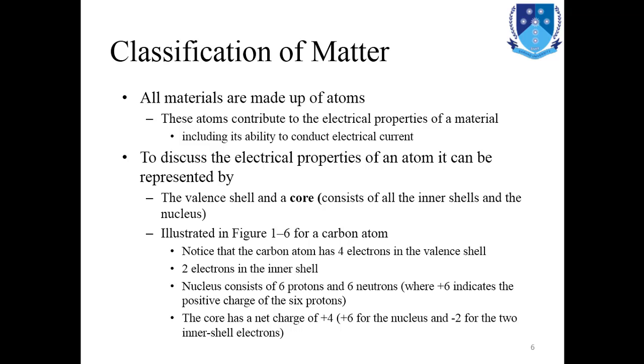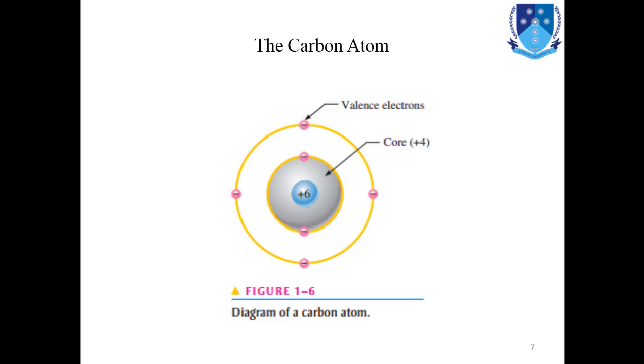Here the plus 6 indicates the positive charge of the 6 protons in the nucleus. The core has a net charge of plus 4 because plus 6 for the nucleus while minus 2 for the 2 inner electrons. So collectively the core has a net charge of plus 4.